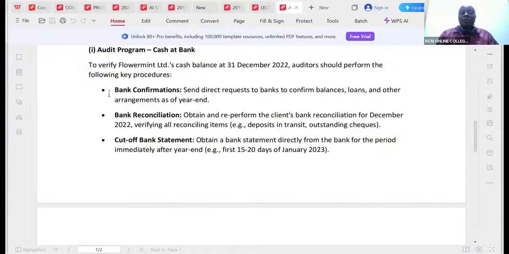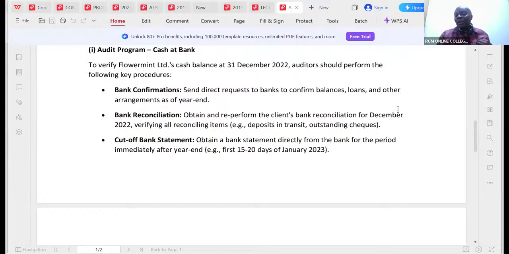Confirmations, check, review. That's the language I would want you to be mentioning there. So to verify Flower Mint Limited's cash balance as at 31st December 2022, the auditor should perform the following key procedures. Bank confirmations: send direct requests to banks to confirm balances, loans, and other arrangements as of year end. Bank reconciliation: obtain and reperform the client's bank reconciliations for December, just one month.